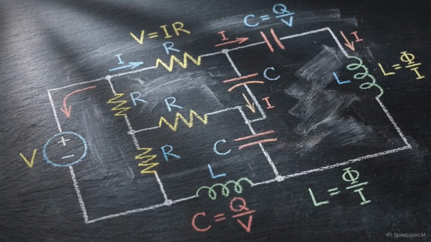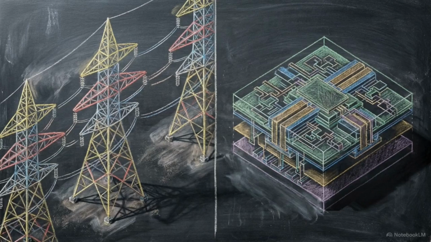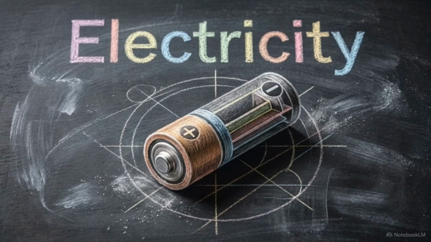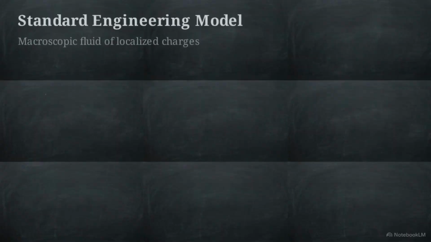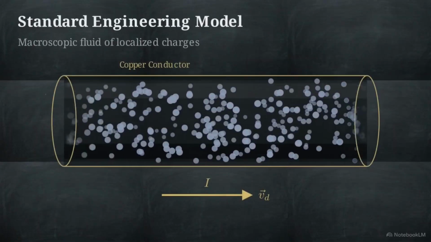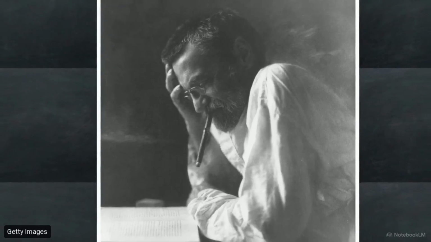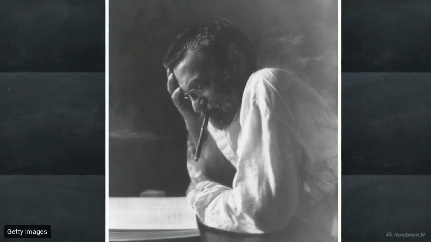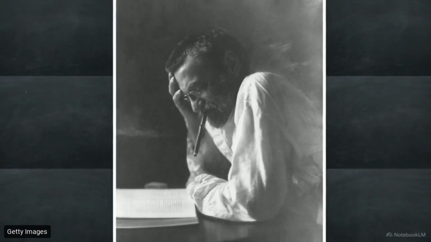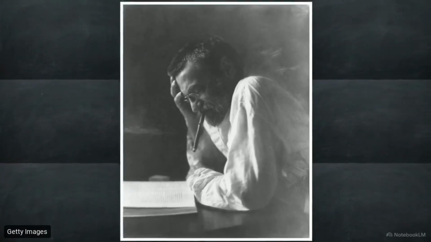Modern electrical engineering relies on lumped element mathematics. These equations provide the macroscopic framework for designing everything from power grids to microprocessors. Most students are introduced to these concepts through a specific mental model: electricity as a fluid of electrons flowing through a copper pipe. Charles Proteus Steinmetz, the mathematician who helped standardize circuit theory, viewed this standard engineering model as a significant obstacle to understanding physics.